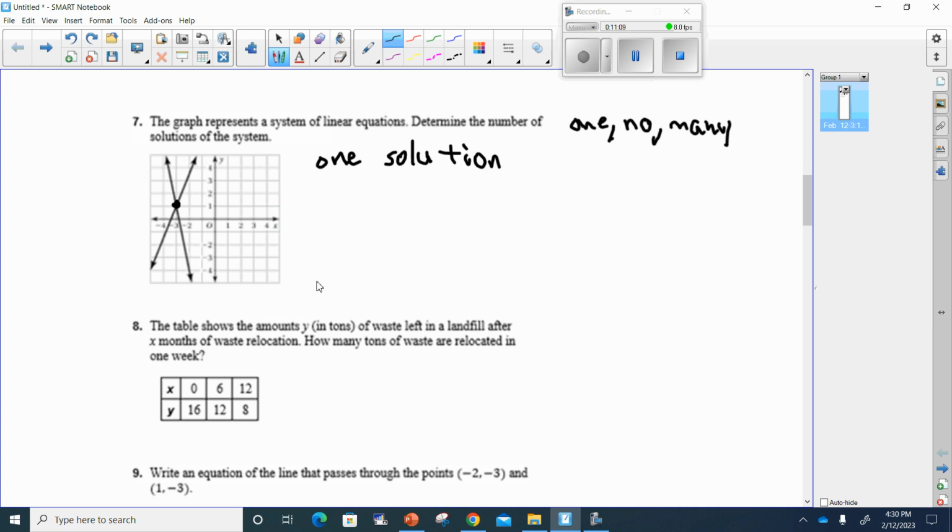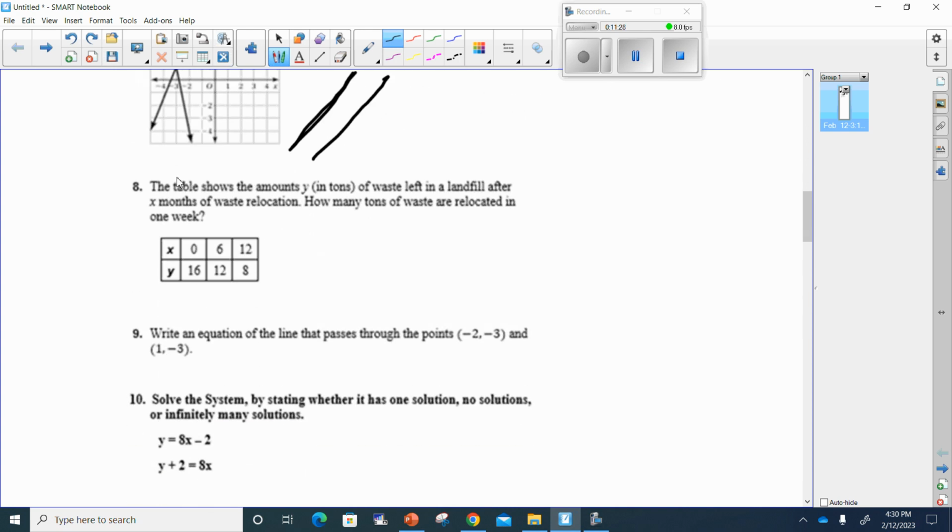If the lines were perfectly over each other, then that would be infinitely many solutions because they'll always be the same. And if the lines were parallel to each other and never touch, that would be no solution. But this is lines intersecting, that's always one solution. All right, let's look at number 8.